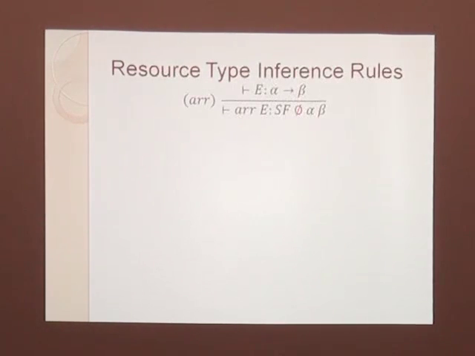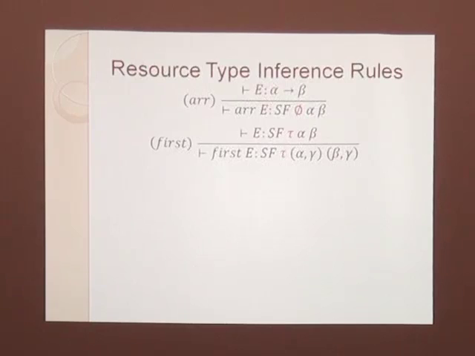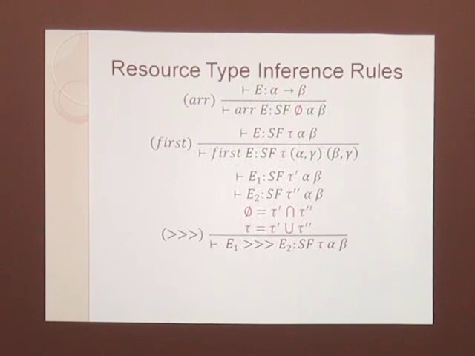So really quickly, these inference rules are not very exciting. So arr, when you make it, is not going to have any resource types. It starts out empty. For first, if the incoming signal function had any resource types, the output will too. The interesting one, as we've already said, is here. We want to have the intersection of the two resource type sets be empty for composed signal functions.